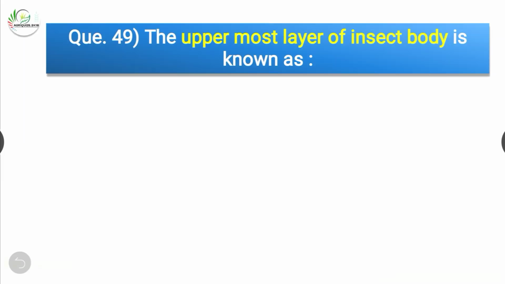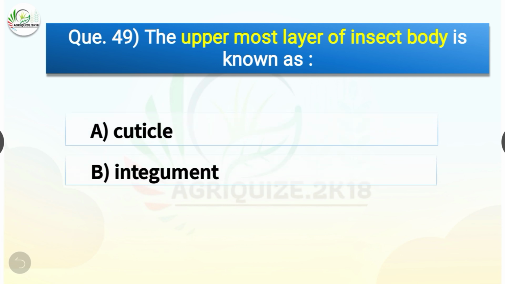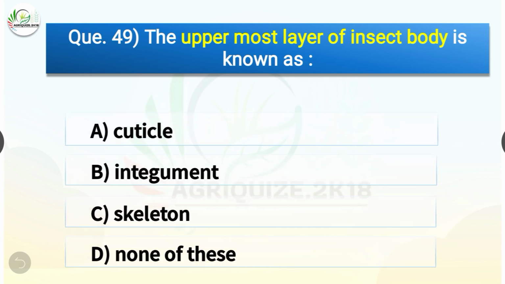Question number 49. The uppermost layer of insect body is known as. The options are cuticle, integument, skeleton, or none of these. The correct answer is option B, integument. So the uppermost layer of insect body is known as integument.